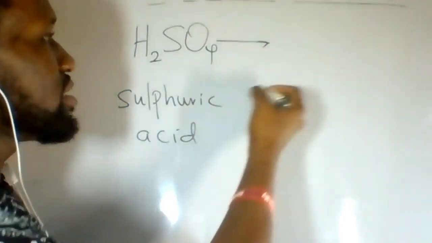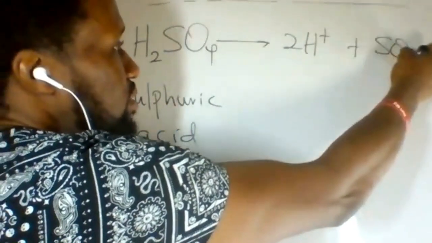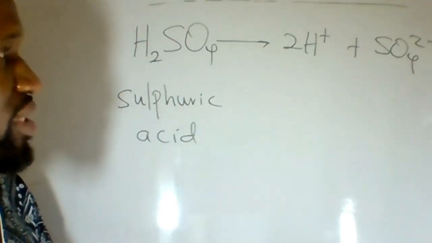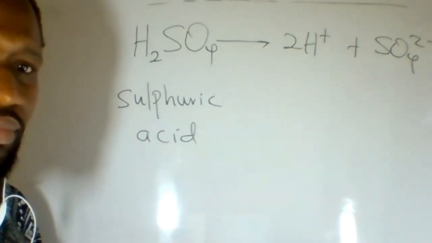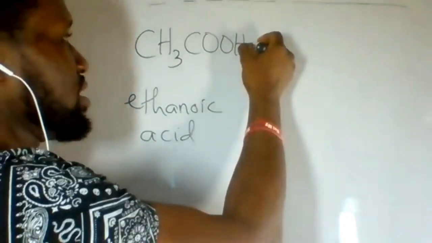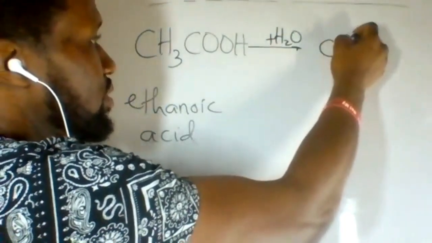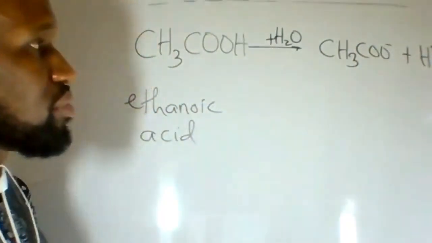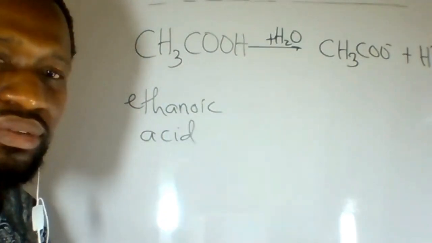Sulfuric acid, when dissolved in water, produces hydrogen ions and sulfate ions. Also, when dissolved in water, sulfuric acid produces the hydrogen ion or the proton, so it is an Arrhenius acid. Our final example is ethanoic acid. When dissociated in water, it produces the ethanoate ion and hydrogen ion or a proton. Therefore, ethanoic acid is also an Arrhenius acid.